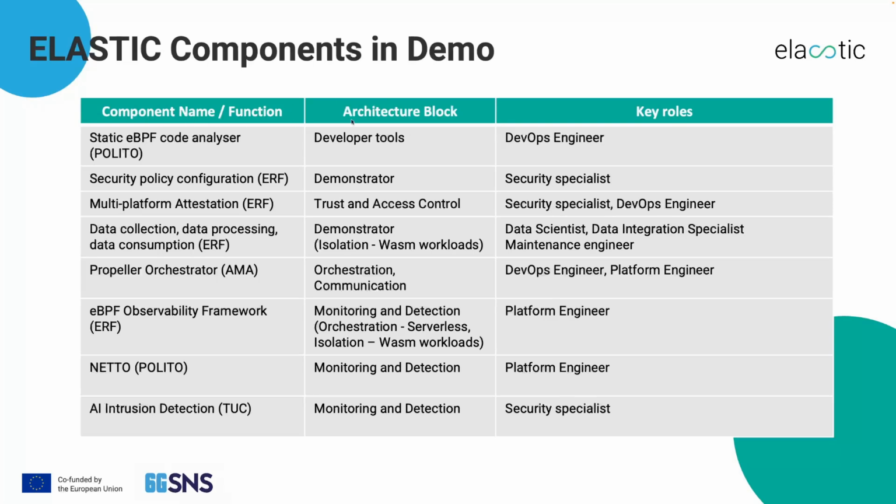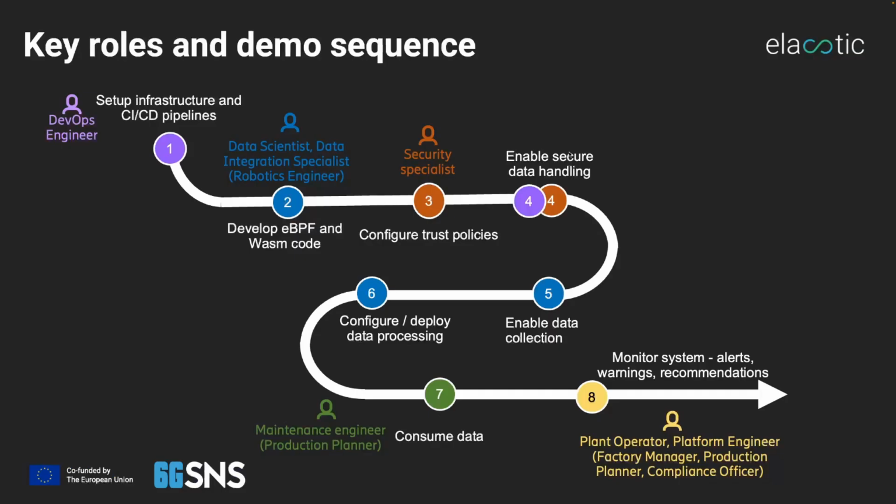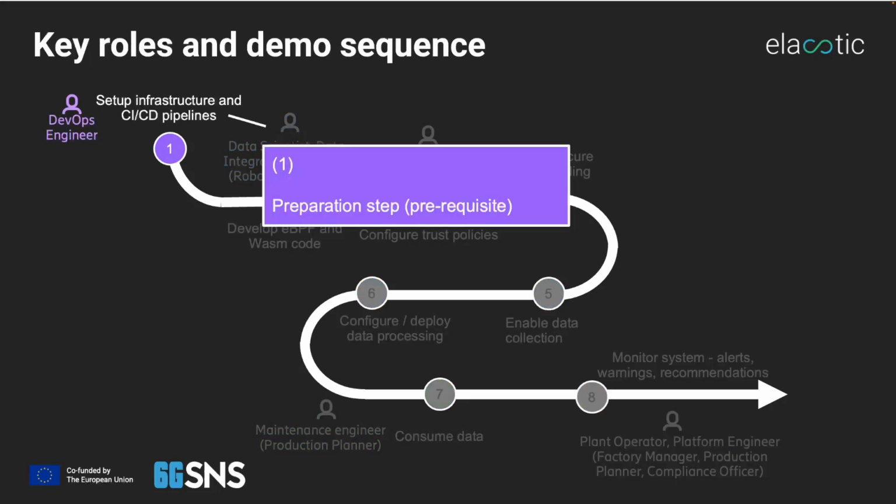There are multiple components that have been used in this demonstration. Each component belongs to a specific architecture block as defined in the elastic architecture, and depending on its function, addresses different key roles. In order to explain this better, I'll use a demo sequence to walk you through the demo flow. It starts with a DevOps engineer setting up the relevant infrastructure and the CI/CD pipelines where all the processing and application components are then deployed.